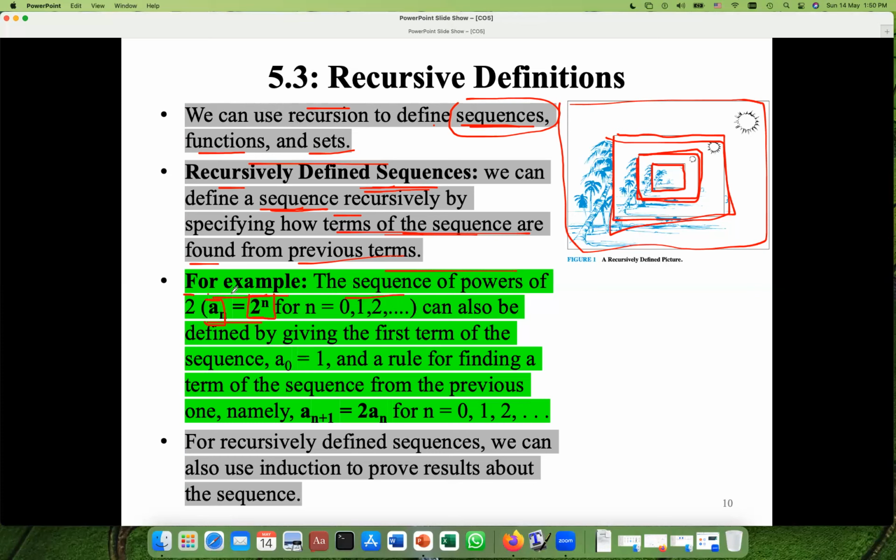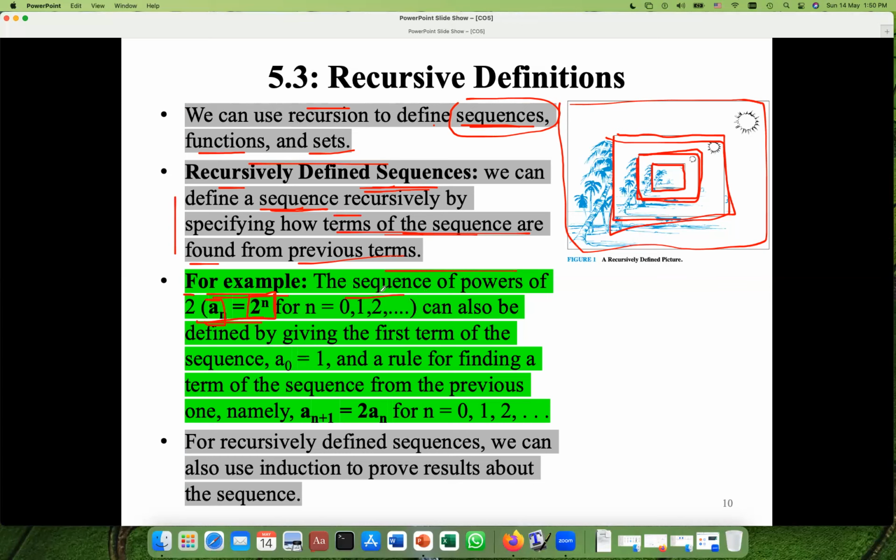But this is not recursive, okay? This is not recursive because we are not using some previous term to get the next term. Recursive is something in which you use some previous term to get the next term. This is what we have seen here in the definition.